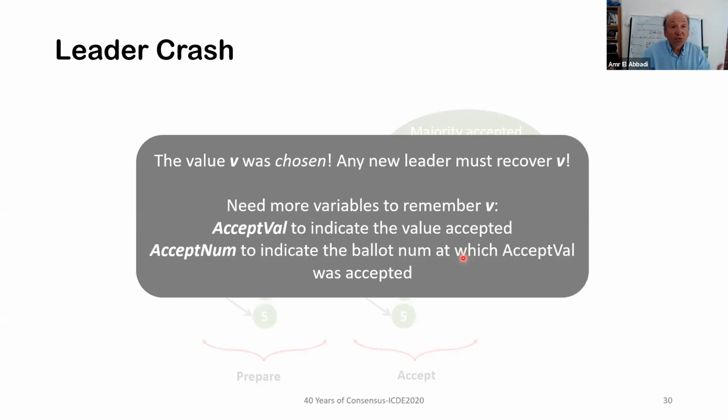So the value V was chosen. There was a majority that agreed on it. And any new leader, because the leader that we were discussing has failed, must recover that value. So we need variables that are persistently stored in each of these accepting majority processes, persistently meaning on their disk, to indicate the value that was accepted. So we have 2 important variables in the protocol, accept val and accept num.